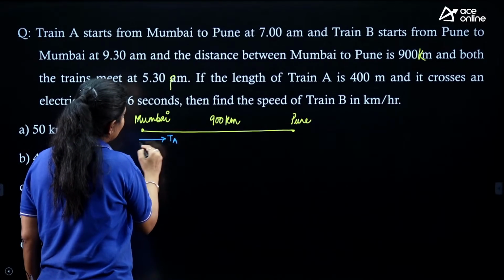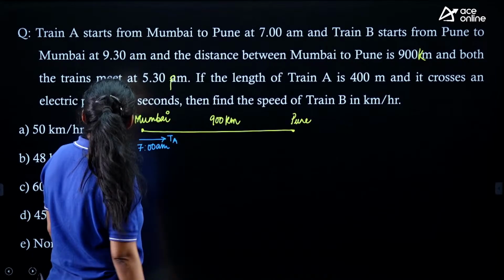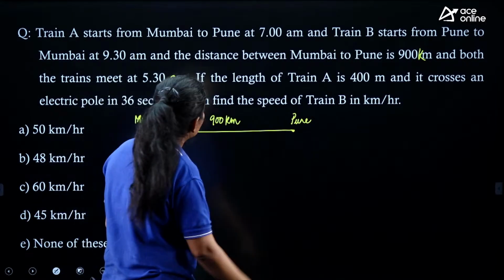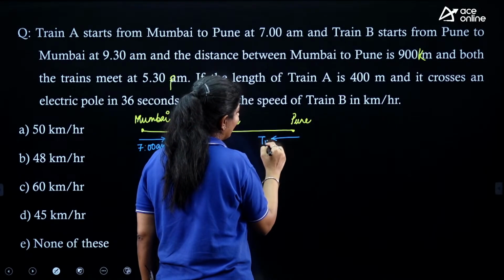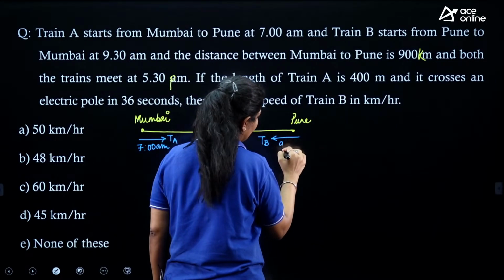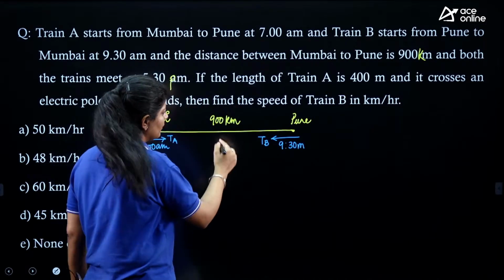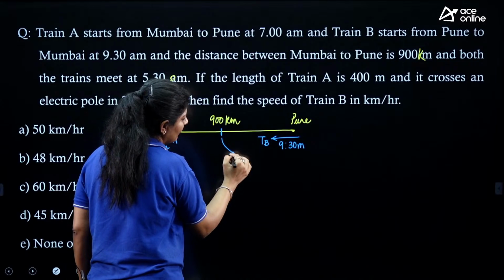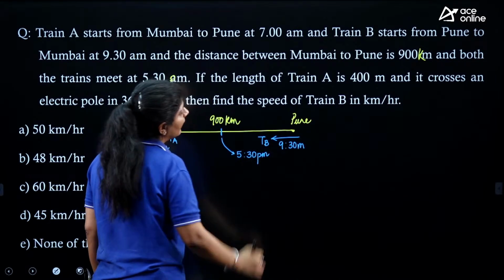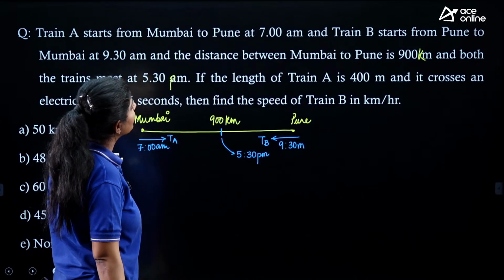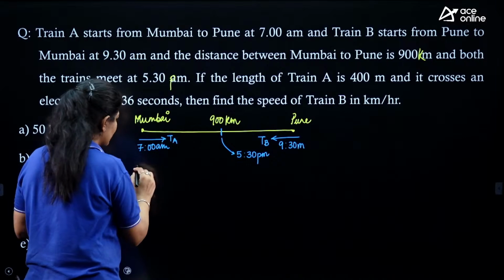Train A started at 7 a.m. with the speed not mentioned. Okay, there's one more train started from Pune, train B, and it started at 9:30 a.m. Both of them met somewhere. Let's suppose they met at this point, and the time at which they met is 5:30 p.m. Right? Okay. Now the question is saying that if the length of train A is 400 meters, that means the data of this one is given.